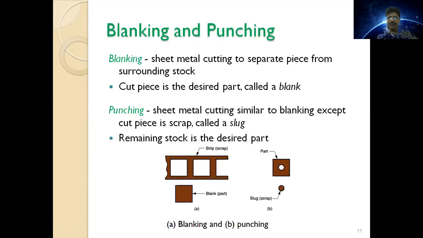Then blanking and punching. Before making anything, we need a blank, and this blank is then further processed to make the part. So blanking is cutting a piece of the desired part, and that is called the blank. The blank is worked upon, and the extra strip is known as scrap. It is shown here. You can see this is the strip scrap, and this is the blank. This blank will be further utilized to give the desired shape and size.